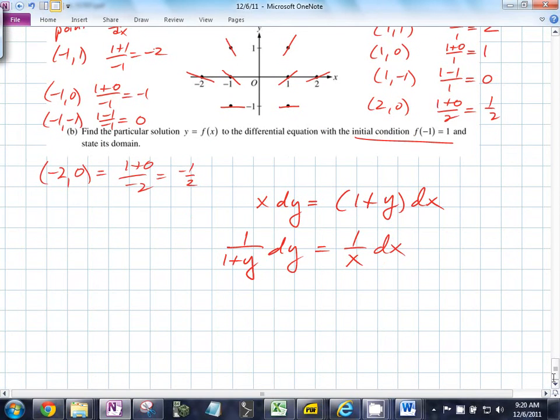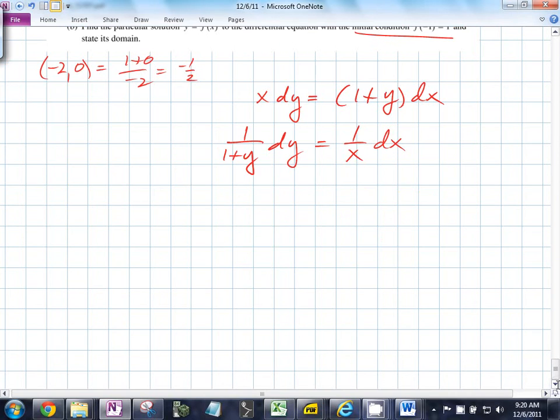So now you integrate this. You integrate both sides. What's the integral of 1 over y? No, not 1/2. ln of 1 plus y plus c equals ln of x plus d, right? And can we combine our constants? Do you remember this, everybody? So what do you end up with? ln of 1 plus y is equal to ln of x plus e.